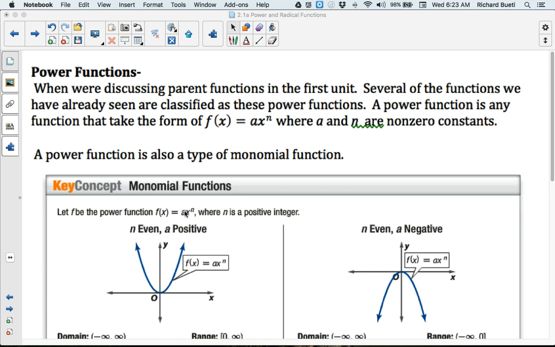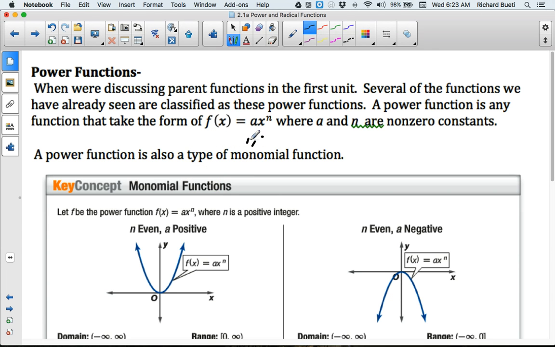When we were discussing parent functions in the first unit in 1.6, several of the functions that we have already looked at are pretty much classified as power functions. A power function is any function that takes the form f of x is equal to some constant a times x to some power n, where a and n are both non-zero constants. A power function is also a type of monomial function. If you remember what monomial means, it really just means that it has one term.